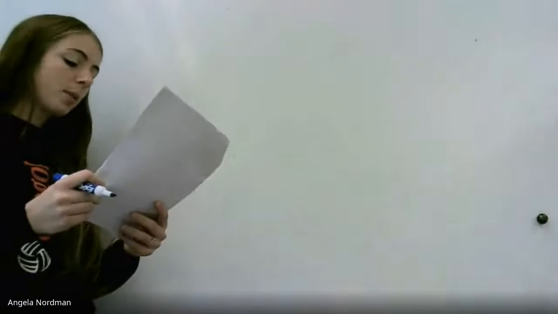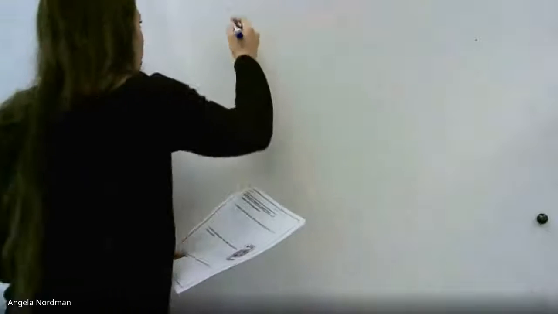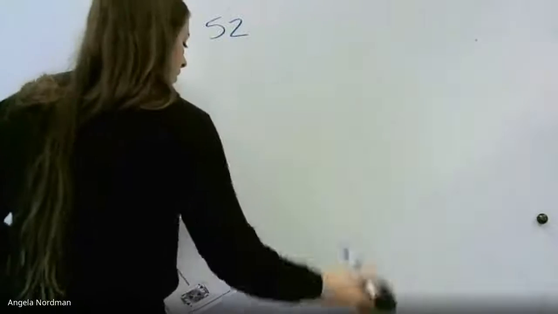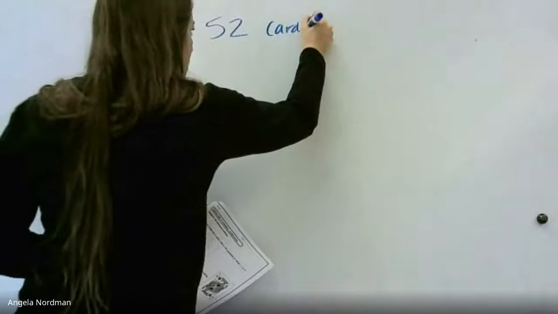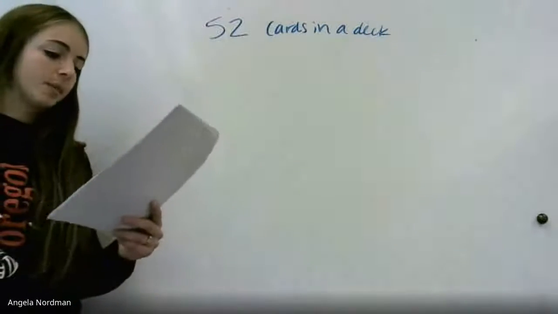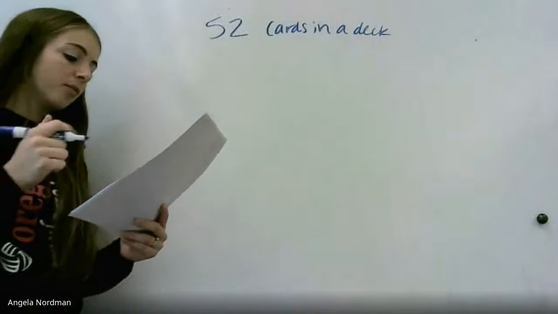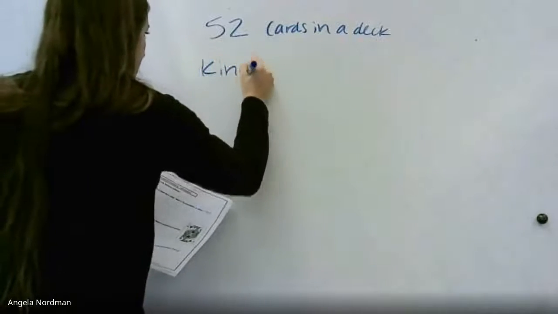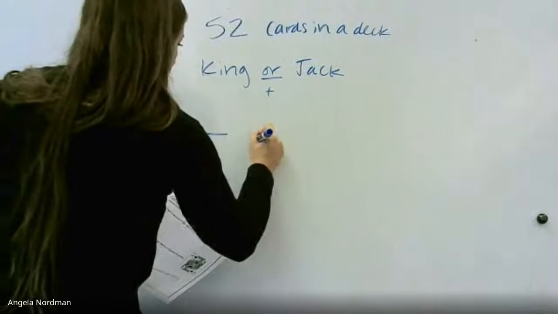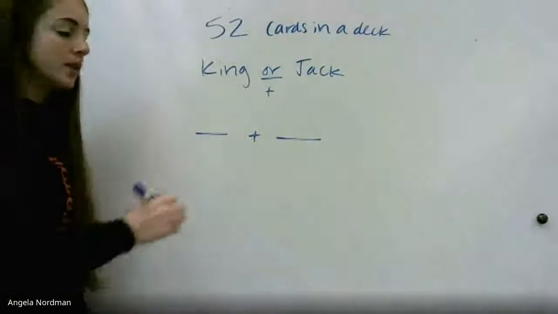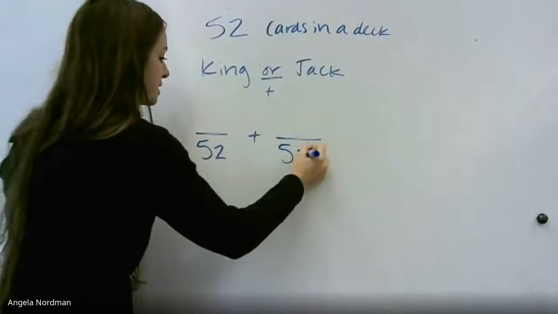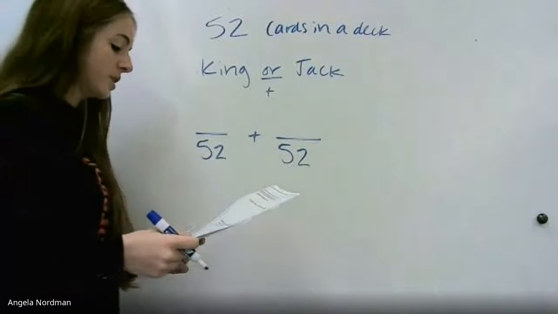Number 2, Robert is playing cards. One thing we want to know about cards is there's 52 cards in a deck. So we want to know what's the probability of pulling a king or jack. So this or means addition. We take 2 different probabilities, one probability, the other probability. There's 52 cards in the deck, and we're talking about the entire deck, so we have to put 52 in both these denominators.